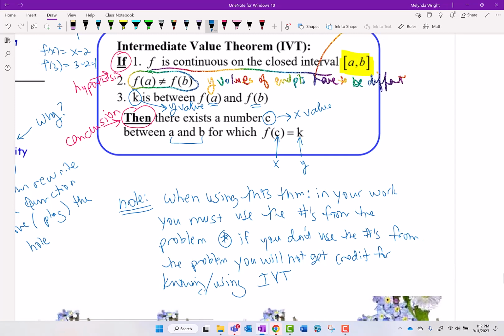So what I'm saying is you can't just say f is continuous on the interval a to b, f of a. In the work you have to write f is continuous on the closed interval -1 to 5, or whatever the actual interval is, and f of -1 doesn't equal f of 5. You have to actually use the numbers. You can't use the a's and the b's and the c and the k. Does that make sense? What I find is that students just like to repeat the theorem because they've memorized it, and if it doesn't have the numbers in it, it won't make any difference. You won't get credit for it. Okay? All right. So are we okay so far with the theorem?